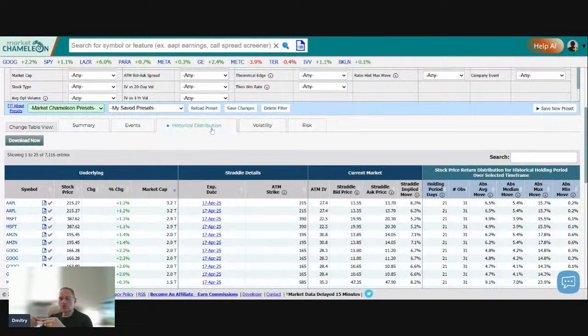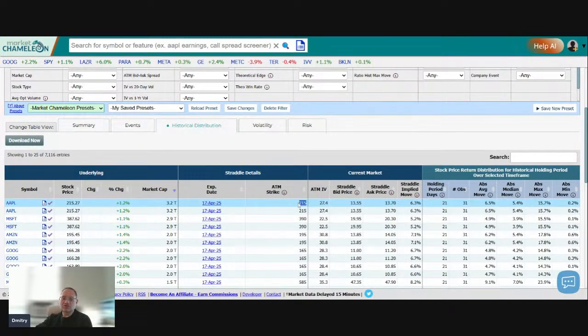This historical distribution tab is a breakdown of the performance of the stock, or stock behavior, historically given similar situations. So here, if we're analyzing the straddle details, April 17th, 215 strike, we have this at-the-money implied volatility. This is the bid and offer in the straddle. This is the implied move, 6.3%.